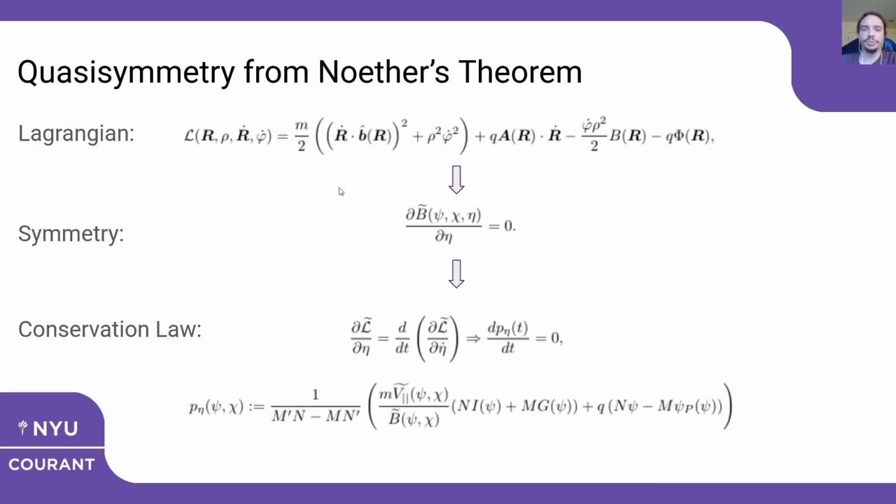Okay, this slide I'm just putting in here for fun. If you're curious about this, I can include a reference to see how you actually do this. But this is how we go from our Lagrangian for the system. We apply a symmetry, and it leads us to a conservation law. At the bottom here, we have the formula for quasi-symmetry, which is really complicated. This is what Noether's theorem is helping us to do.